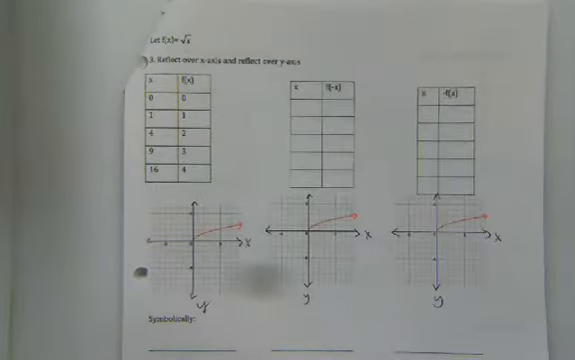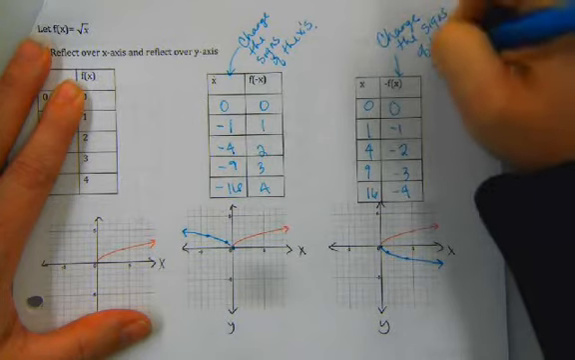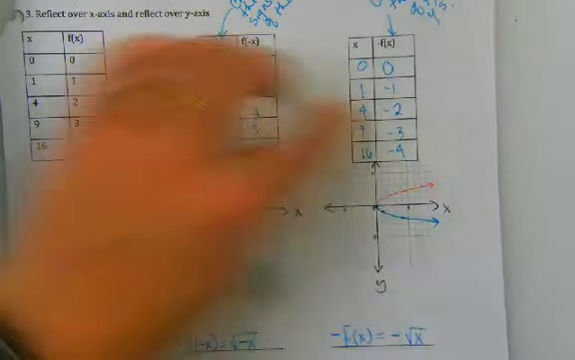I'm going to actually write axis. There we go. Symbolically, negative f of x looks like a negative sign and then the square root x. Notice the negative sign is inside with the x when I need to reflect over the y-axis, and outside of the square root when I need to reflect over the x-axis. Again, we're changing the signs of the y's to obtain a graph that's reflected over the x-axis.